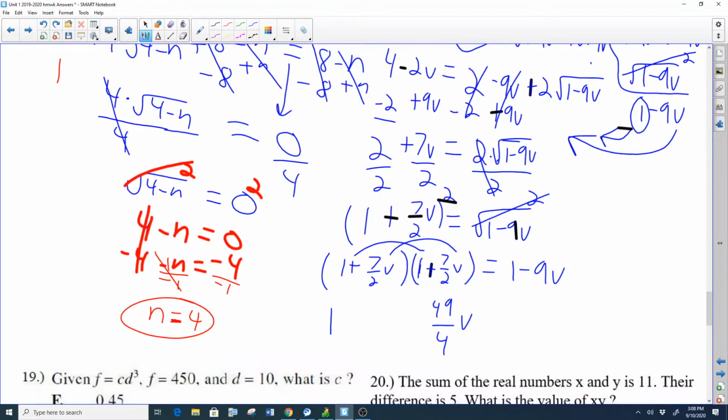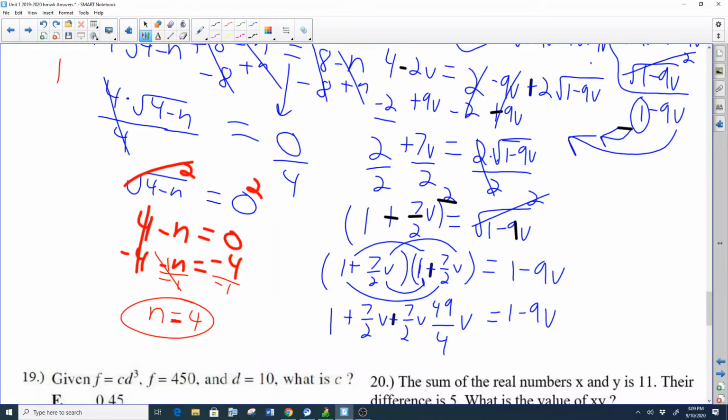Then we're going to do 7/2 v times 1. So that's going to be a plus 7/2 v. Then we'll get another, so that's the 7/2 v times 1, and another 7/2 v times 1. So we got 2 of those 7/2 v's going on, equals 1 minus 9v. This will not be on the test, way too hard.